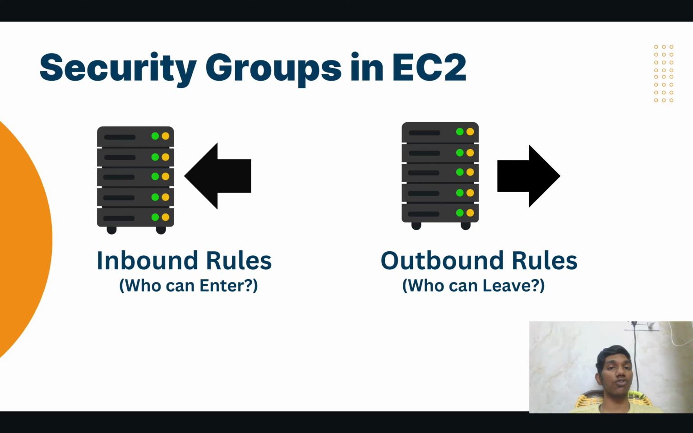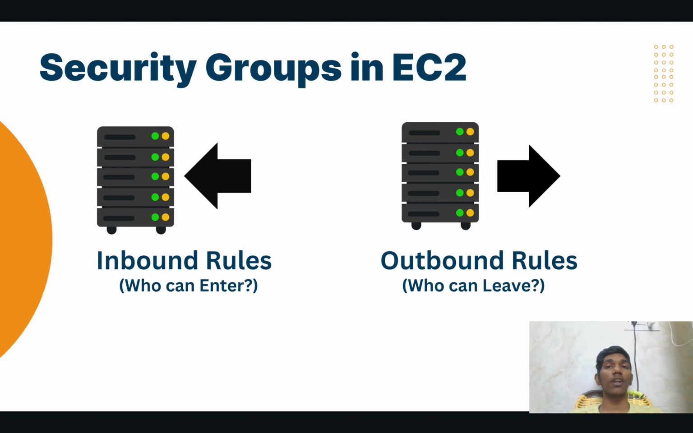And next comes the security groups. Security groups are same like a firewall to our EC2 instance. It will allow the traffic based on the port, IP address and the protocol that you are using. For example, it's like a bouncer in front of a club. It allows who can enter and who can leave the club. In the same way, it allows which traffic can enter the EC2 and which traffic can leave the EC2.